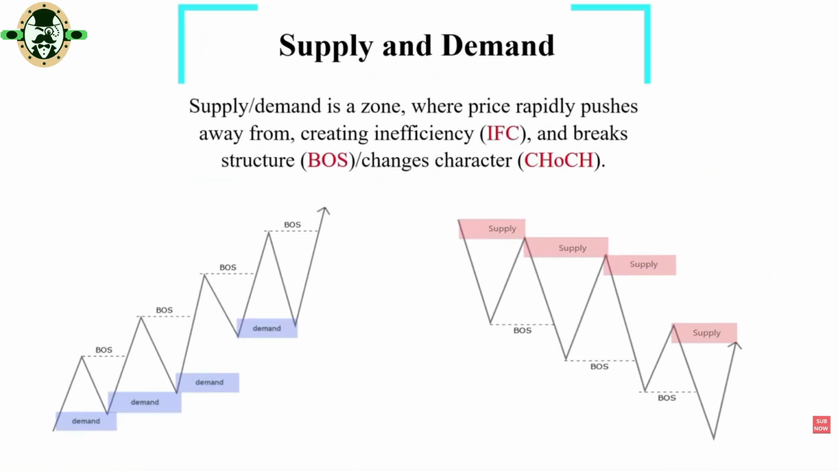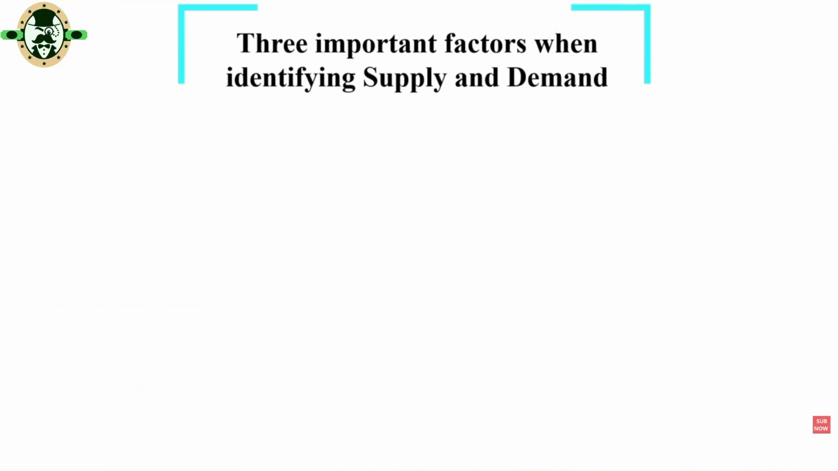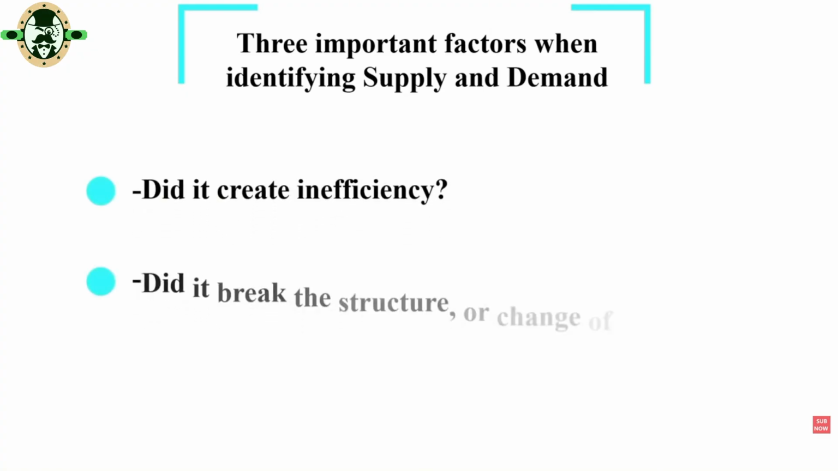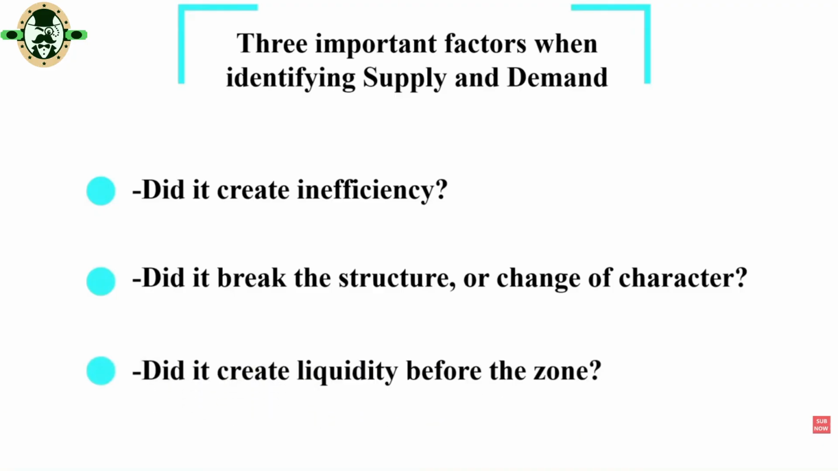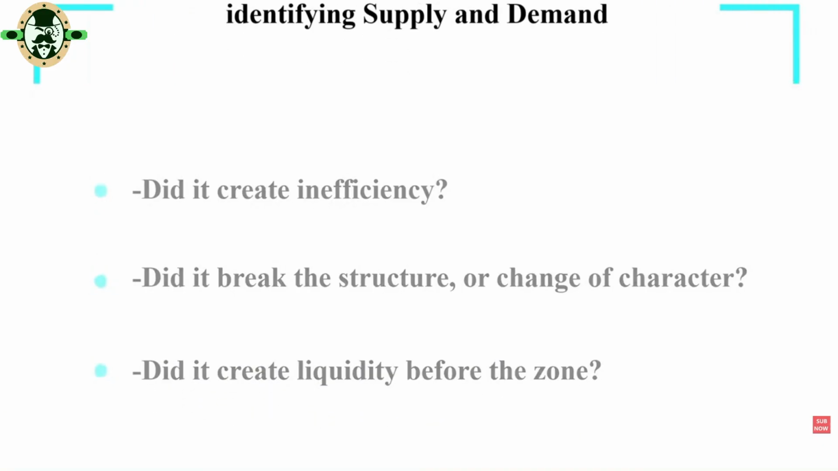Supply or demand is a zone where price rapidly pushes away, creating inefficiency in either a break of structure or a change of character. There are 3 factors to consider when identifying supply and demand areas for trading. Did it create inefficiency? Did it break structure or change character? Did it create liquidity before the zone?